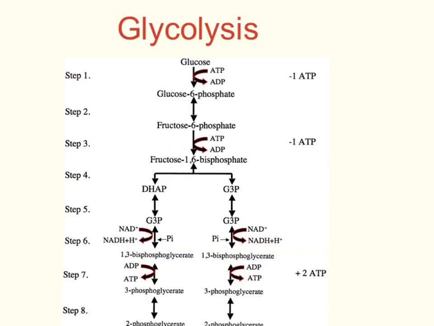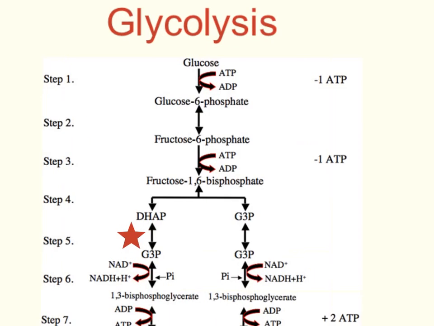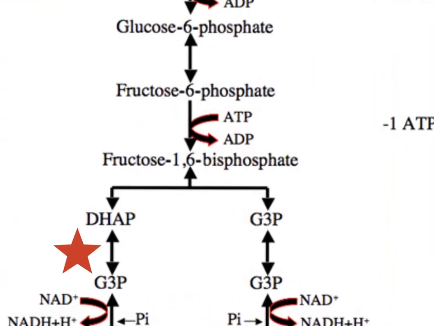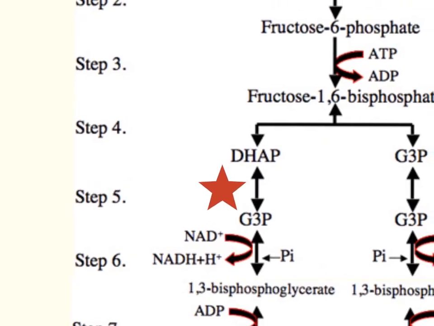As you can see here, the original 6-carbon backbone splits into one DHAP molecule and one G3P molecule. DHAP is then converted into another G3P molecule by transferring the phosphate group from the first carbon to the third carbon. Now that there are two G3P molecules, we can start generating energy.